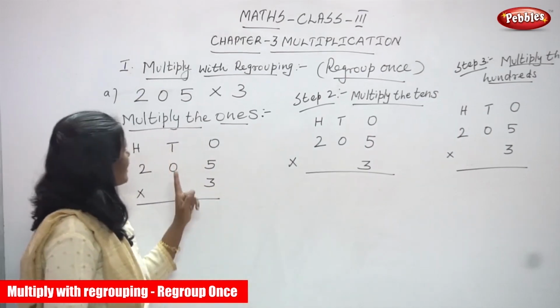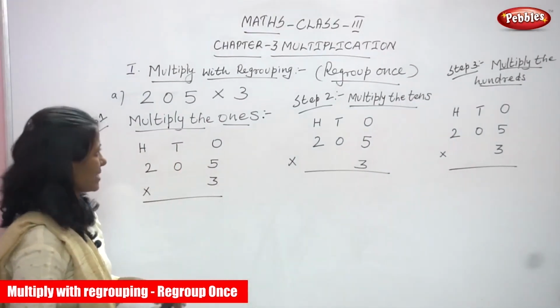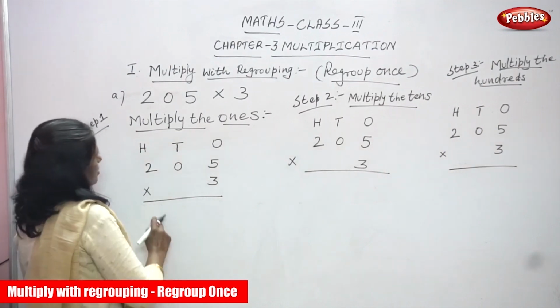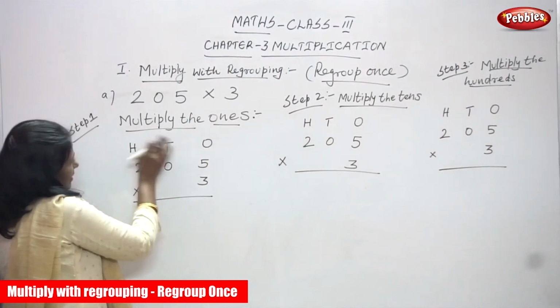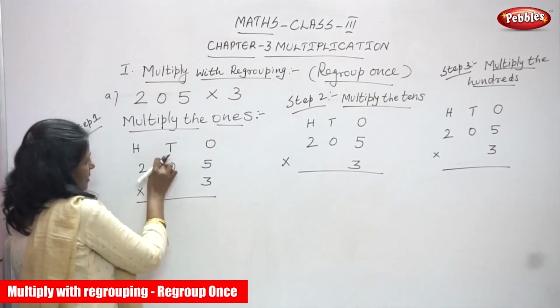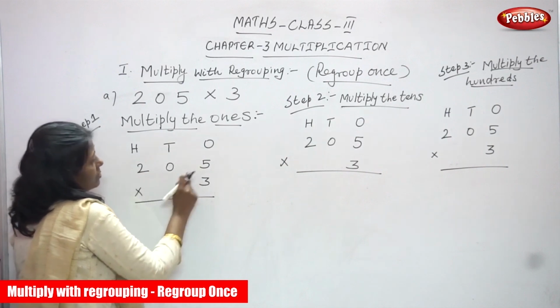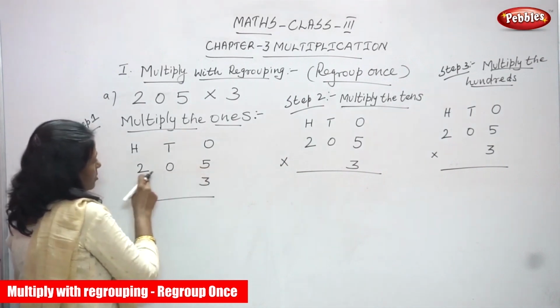Now we are going to see multiply with the regrouping, regroup ones. Okay, let's start the sum. Multiply the ones. First step, multiply the ones. We have to write the place value as it is. So 205 is 5 ones, 0 tens and 2 hundreds.